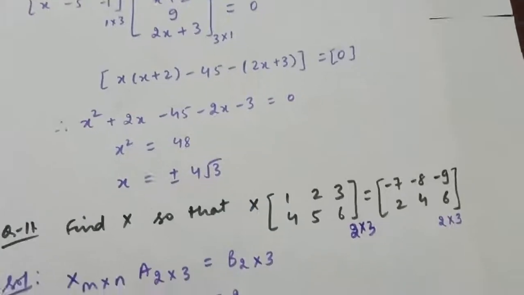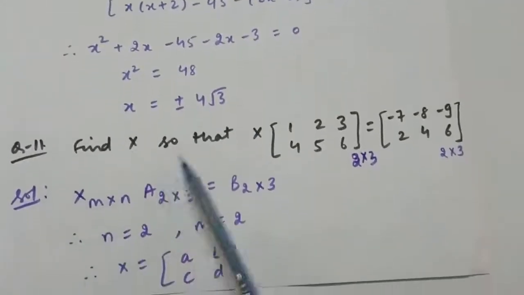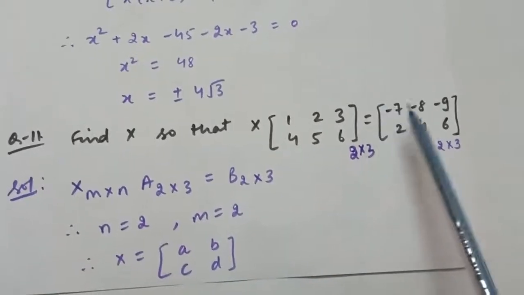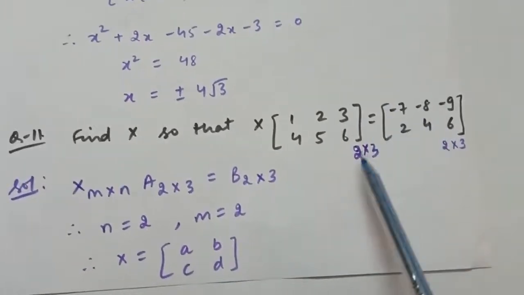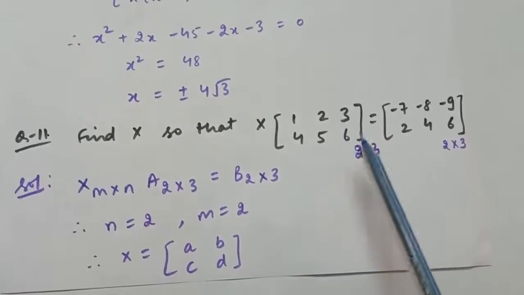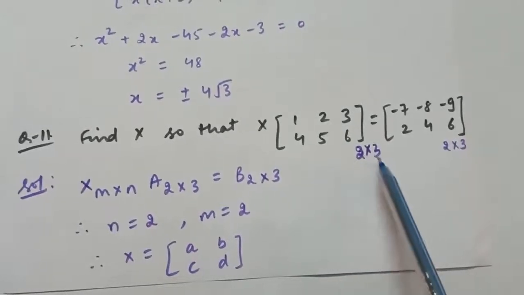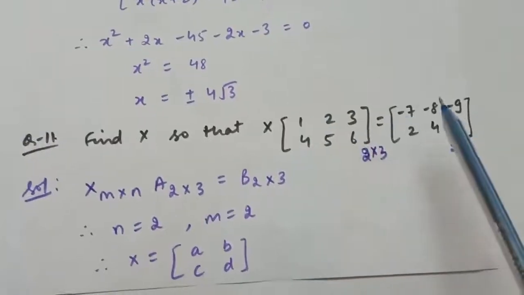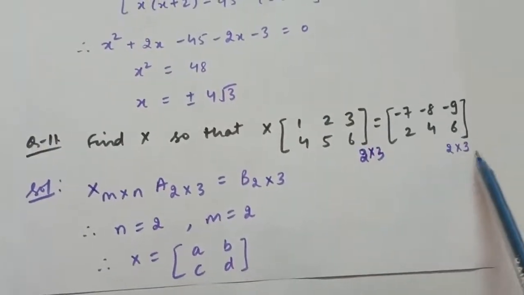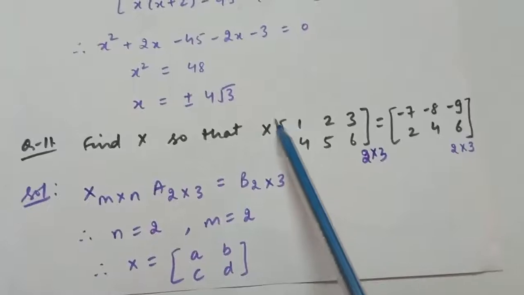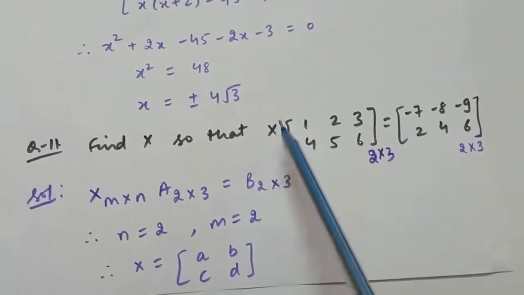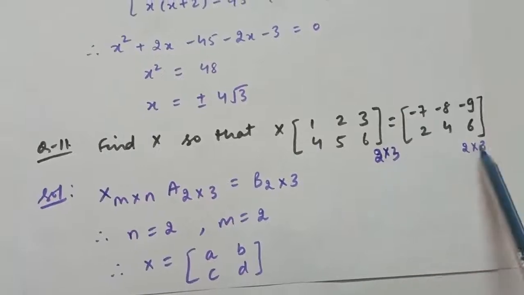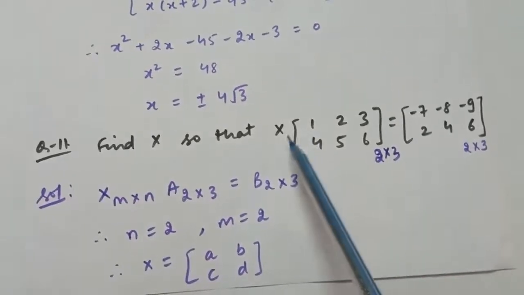Clear? Now question number 11. Find x so that x into this matrix is equal to this matrix. So first of all, write down the order of this matrix. It is 2 cross 3, 2 rows, 3 columns. And order of this is also 2 cross 3. See, we have to find x, but we don't know the order of x. So by the help of these orders, we will find the order of x.